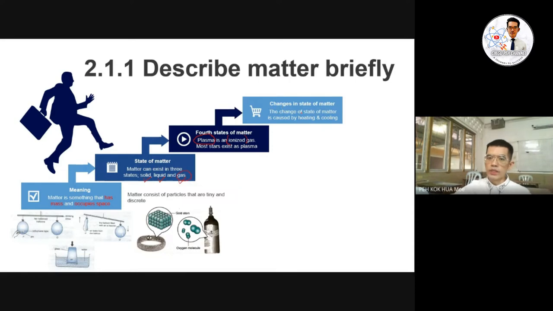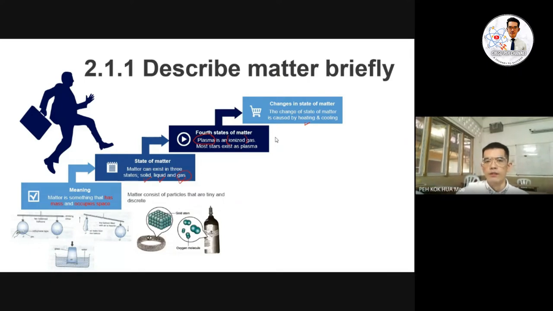Okay, so here we discuss the changes in state of matter. The change of state of matter is caused by heating and cooling. When heating, the matter receives heat, then its particles vibrate and absorb heat. If the energy provided is enough to overcome the force between the particles, they will change to another state. So this is what we want to discuss in this chapter.